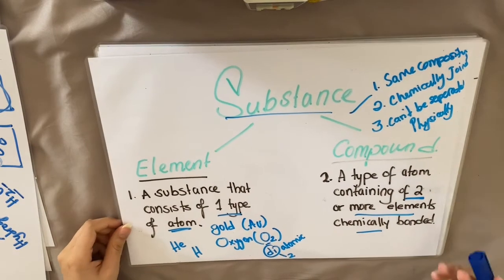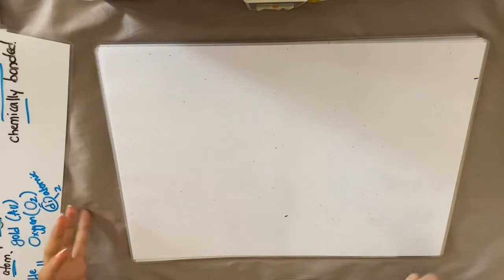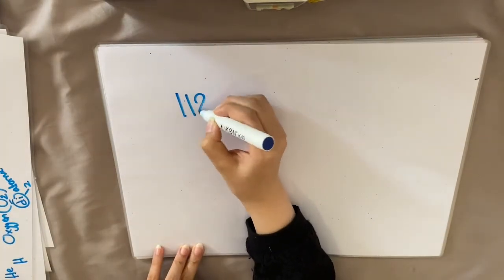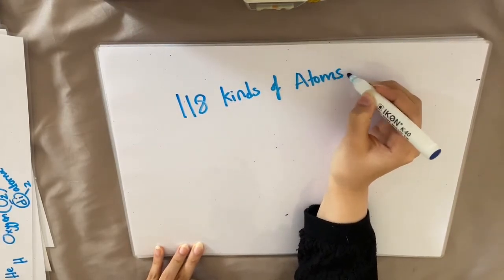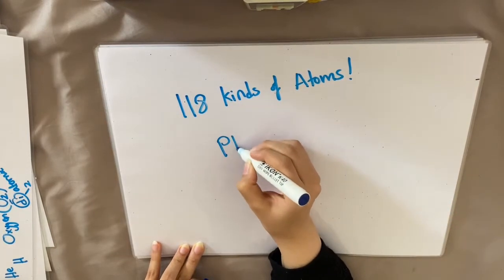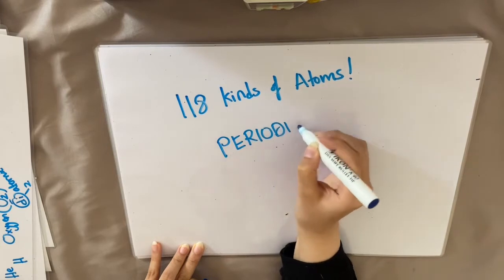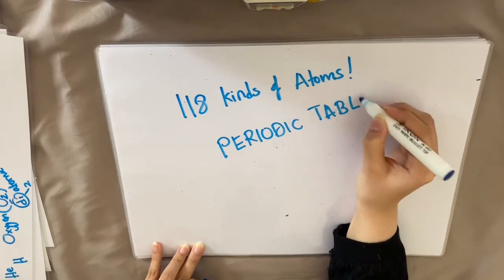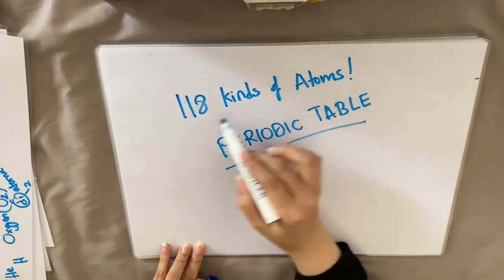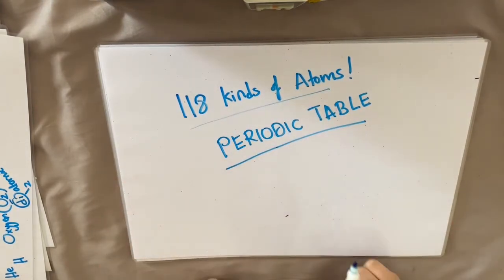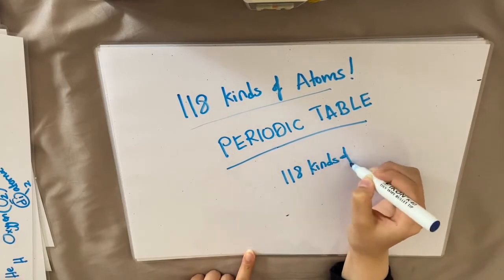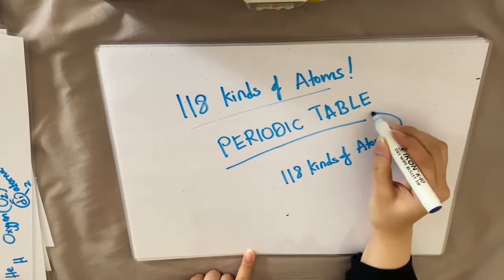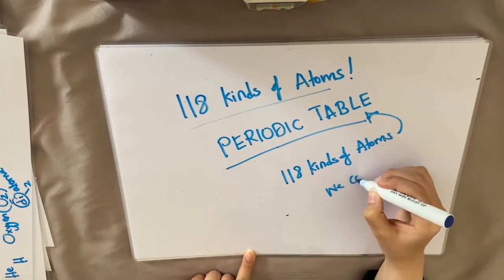We're going to talk about compounds later. So scientists discovered 118 kinds of atoms. And where did they place them? So, periodic table. Periodic table is the most important thing in chemistry. It's where the 118 kinds of atoms are arranged. We're going to take a look at the periodic table and see how we can use it. So, these 118 kinds of atoms are listed in the periodic table, and we call them elements.